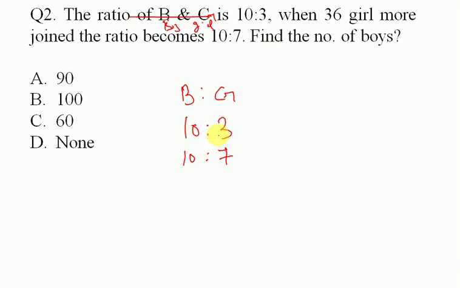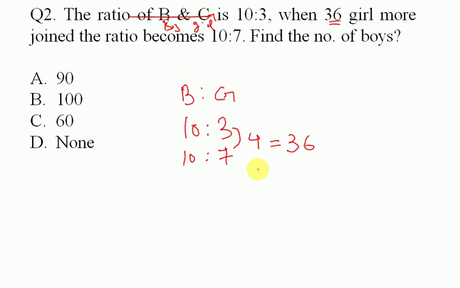How are we going to solve it? One method is, as we discussed in the problems on ages, using an equation. But here, rather than using an equation, we can solve directly. The boys and girls ratio is 10:3. Later on it is 10:7. How much is the change in the ratio? The change is 4. So this 4 is because of how many girls? 36 girls. There is a change in the ratio because of 36 girls, so 4 is equal to 36.